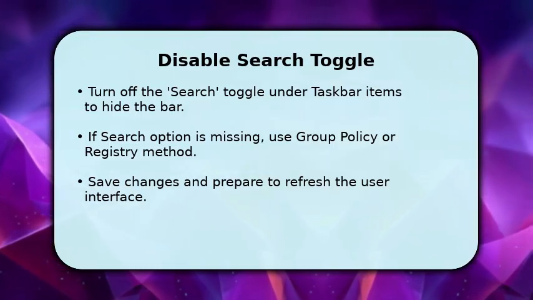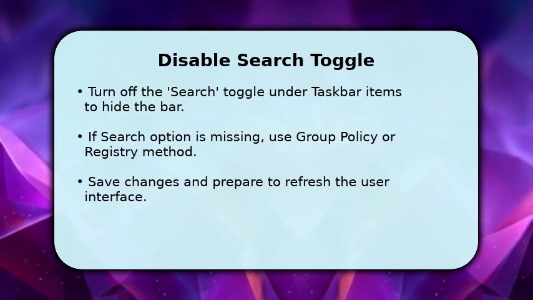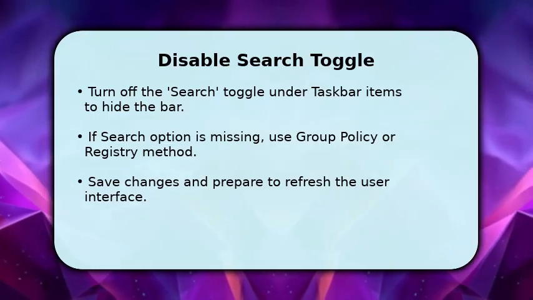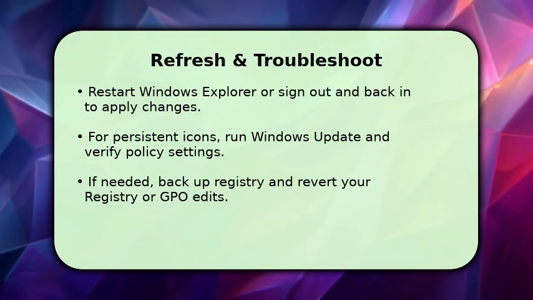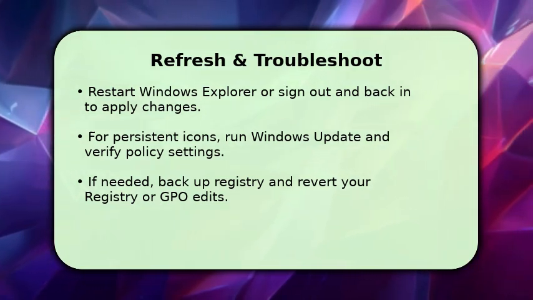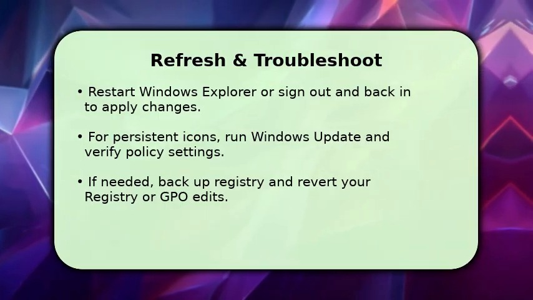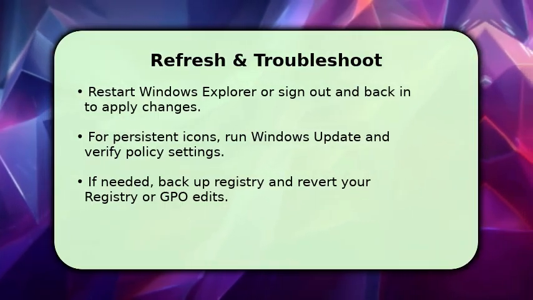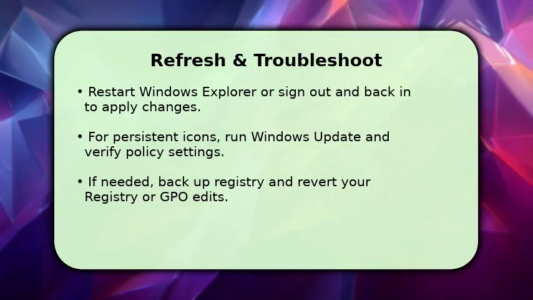Once you make the change, don't close settings yet. You'll refresh the interface next to ensure the change sticks. Finish by restarting Windows Explorer. Open Task Manager, find Windows Explorer and click Restart. You can also sign out and sign back in. This forces the taskbar to repaint and confirms the search field is gone.